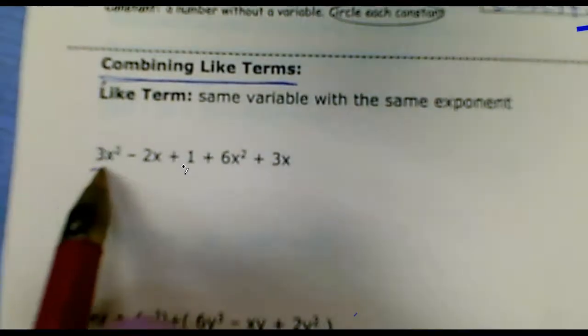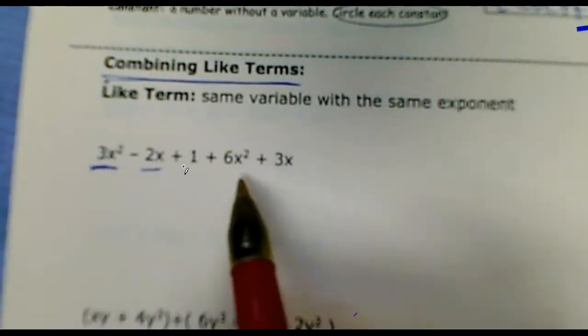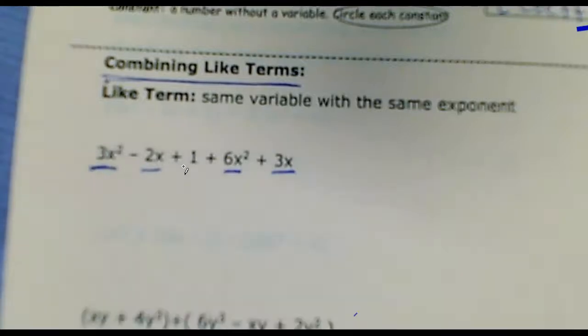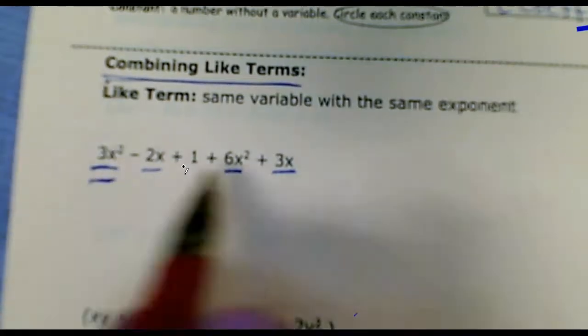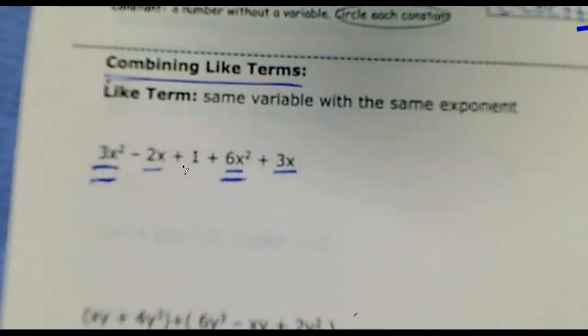In order for it to be a like term, I've got to have the same variable with the same exponent. This one and this one and this one and this one all have x's, but they are not all like terms. This one and this one that have an x squared are like terms. And combine means you put them together.